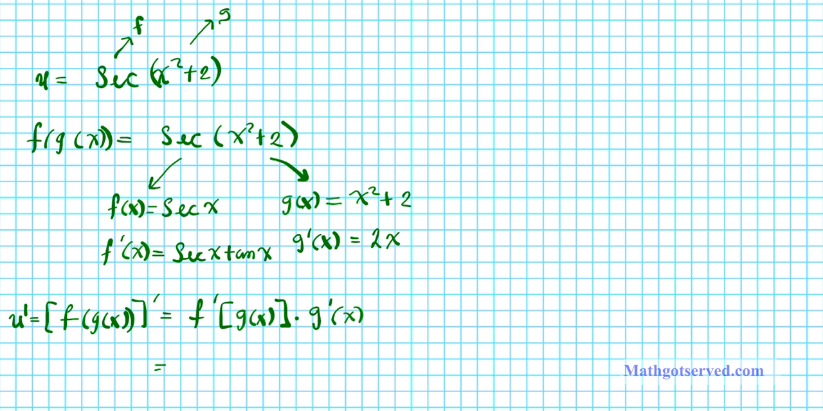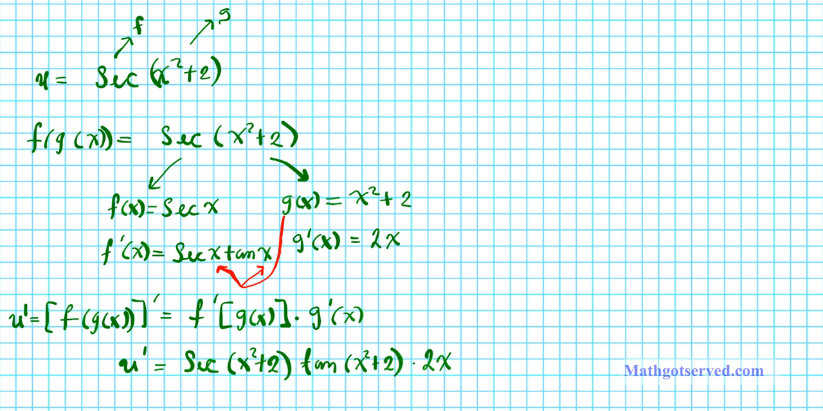Okay, so we see here that f prime of g of x is simply the derivative of f evaluated at the inner function g of x. So we're going to take g and plug it into the x's here. Okay, that's going to be f prime of g of x. So instead of secant x tan x, we'll have secant of g of x, which is x squared plus 2, tan of g of x, which is x squared plus 2. Okay, and then multiply that by the derivative of g, which is simply 2x. All right, so this is u prime.